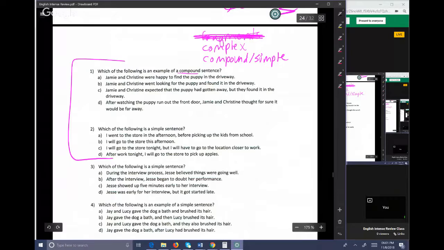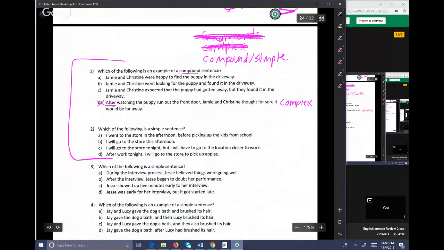Then we want to identify complex. So in this case, I found that D was complex. So after would definitely be a subordinate conjunction the way it's used there. That would be complex. I don't see any other subordinate conjunctions. So that leaves me with A, B, and C, and I'm now down to compound and simple.